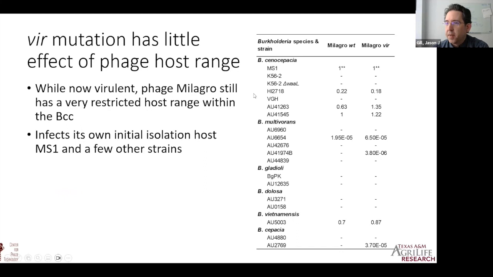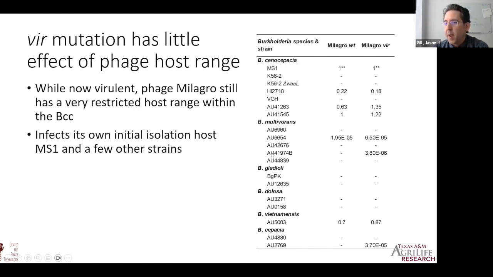Another thing we're interested in was to see if the Vir mutants had any expansion in their host range, because one possibility is if Milagro-like lysogens are common in Burkholderias, then we have a Vir mutant, and where they would have been repressed before, now they're able to infect.